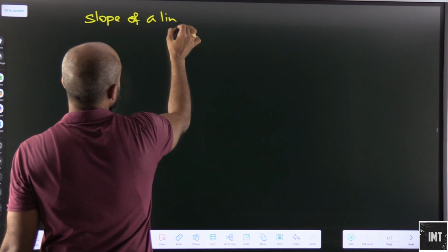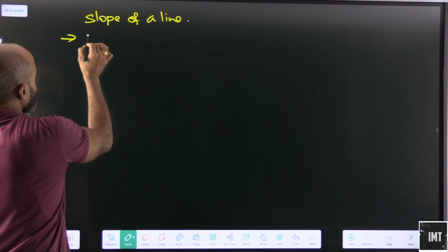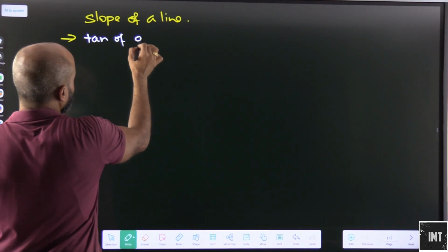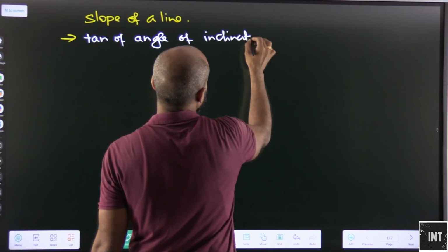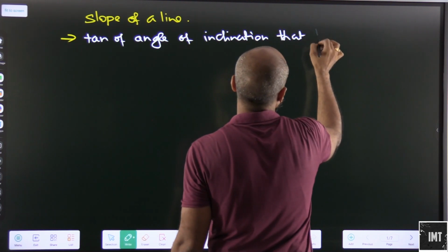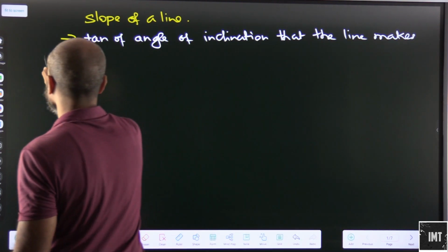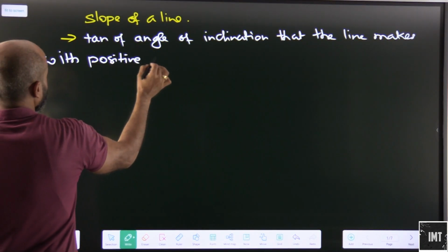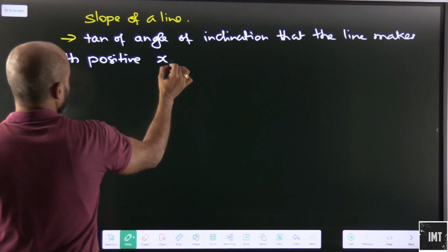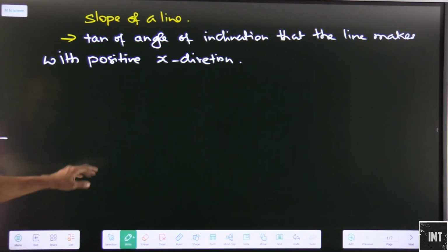Slope of a line. So what will be the definition of the slope of a line? The slope of a line basically means the tan of the angle of inclination that the line makes with the positive x direction. Okay, so this will be basically the positive direction of the x axis.